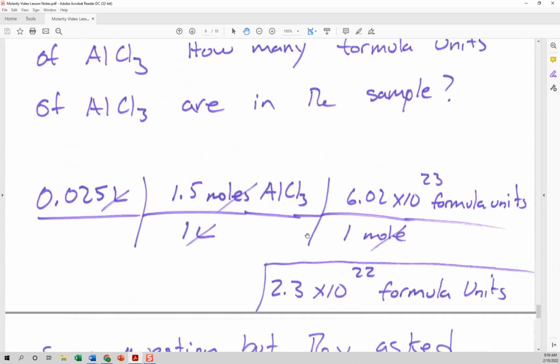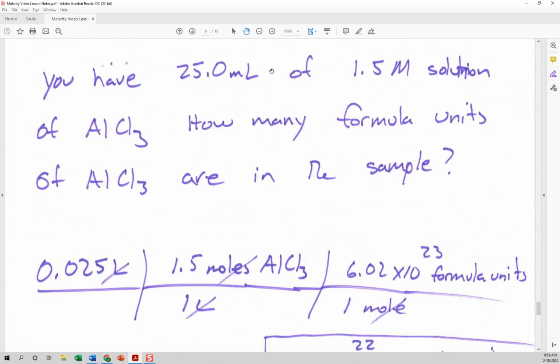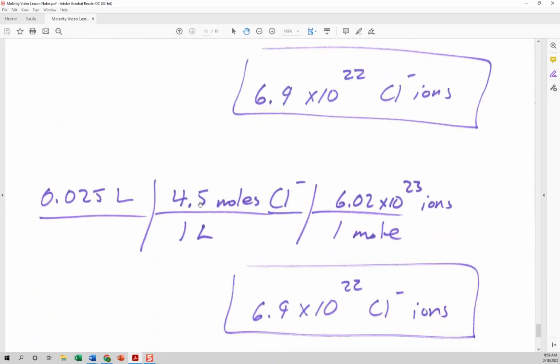But what if we didn't do this first? What if the question was, you were given the same information here, but instead of saying how many formula units, it just said how many chloride ions you had, okay? Well, one way to do it is to recognize, okay, well, I was given the molarity of aluminum chloride, but if I multiply that by 3, that's the molarity of just chloride. That's the moles per liter of chloride. So we would do the same thing. We would take the 0.025 liters, multiply by the molarity of just chloride, and we had to recognize that it was triple the molarity given, 4.5 moles per liter, and then times Avogadro's number, and we get our same answer, okay?